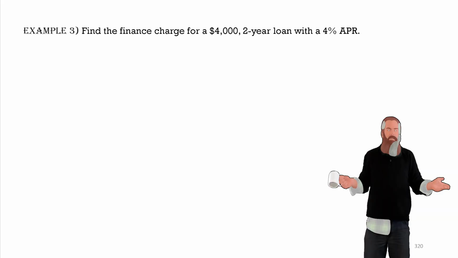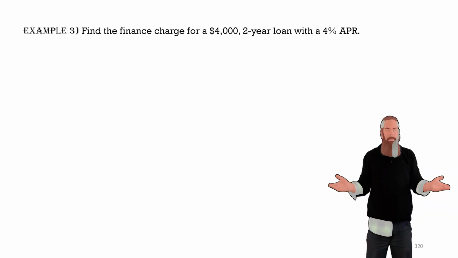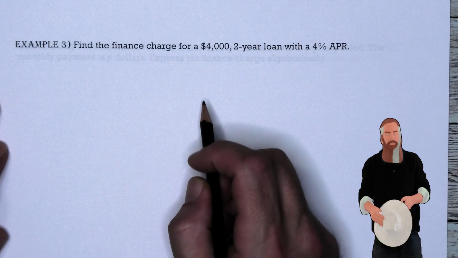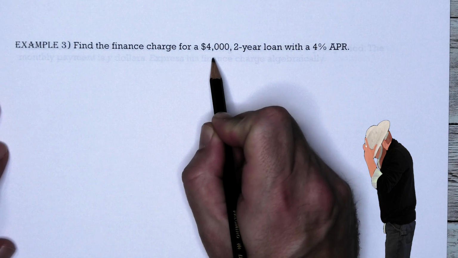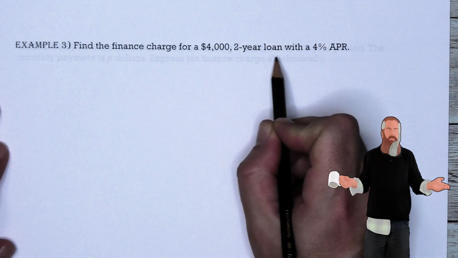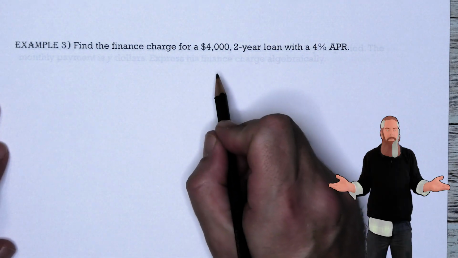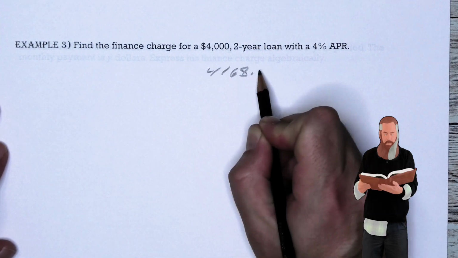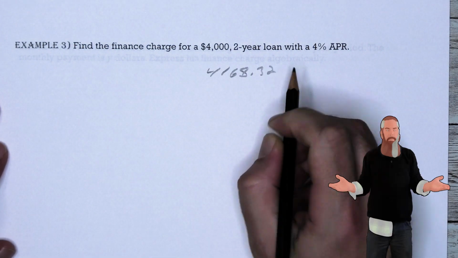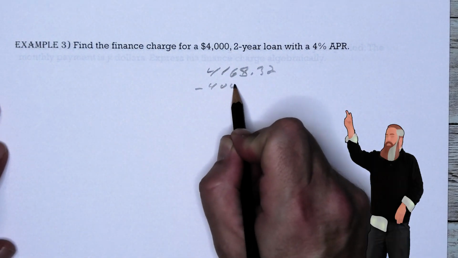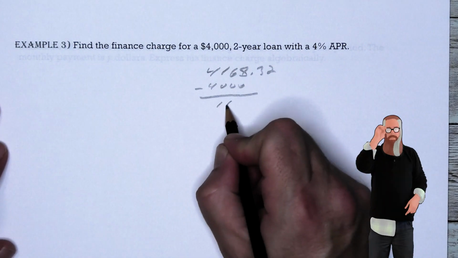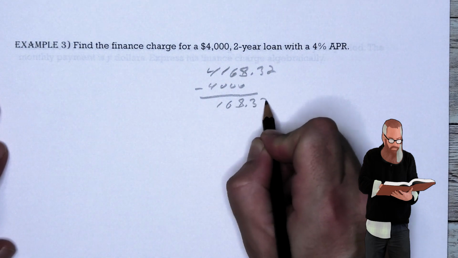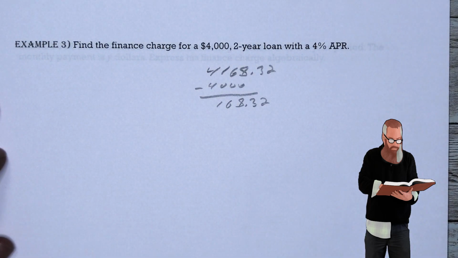Let's find the finance charge for a $4,000 2-year loan with a 4% APR. Well, back in example 2, $4,000 for a 2-year loan at 4% was borrowed, and the total payments were $4,168.32. If we subtract the $4,000 that was originally borrowed, we get $168.32 as the finance charge.